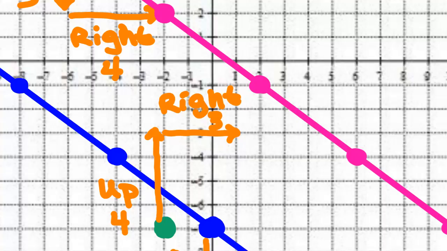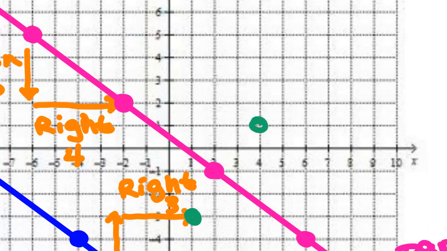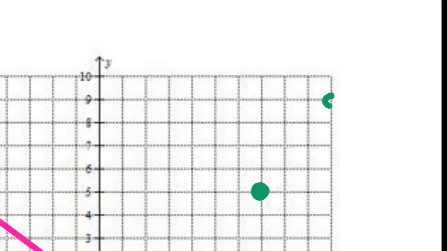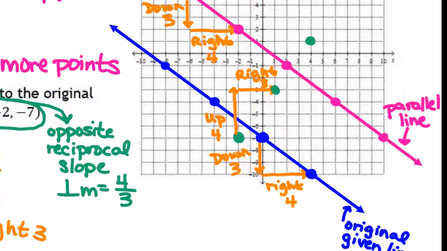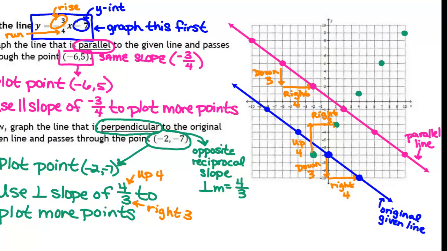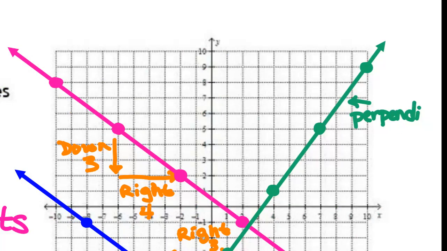Plot our point. And then again, up 4 and right 3, and repeat. Can I go backwards at all? No, I don't have enough room on my graph to go backwards. I do have enough points to draw my line using my straight edge through those points. This is my perpendicular line.